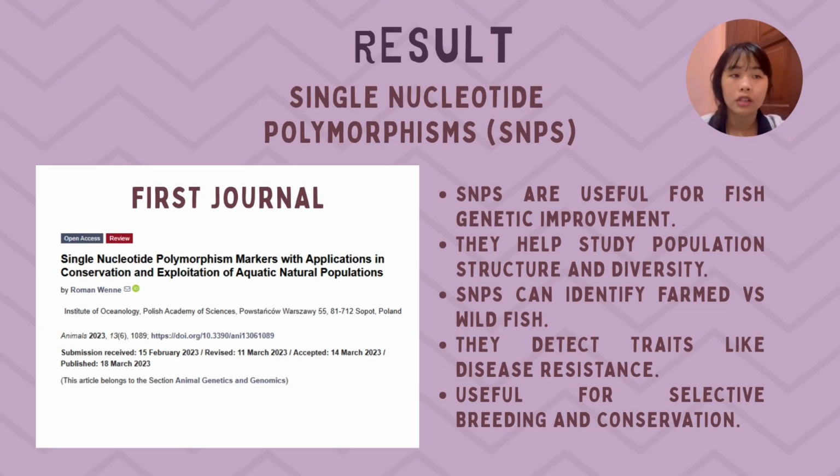So we will go to the second, which is single nucleotide polymorphism, which is SNPs. This is the first journal of my results on single nucleotide polymorphism. The topic is single nucleotide polymorphism markers with application in conservation and reproduction of aquatic natural populations. The first point is SNPs are useful for fish genetic improvement. Second is they help study population structure and diversity. Third, SNPs can identify farmed versus wild fish. The fourth is they detect threats like disease resistance. And the last is useful for selective breeding and conservation.